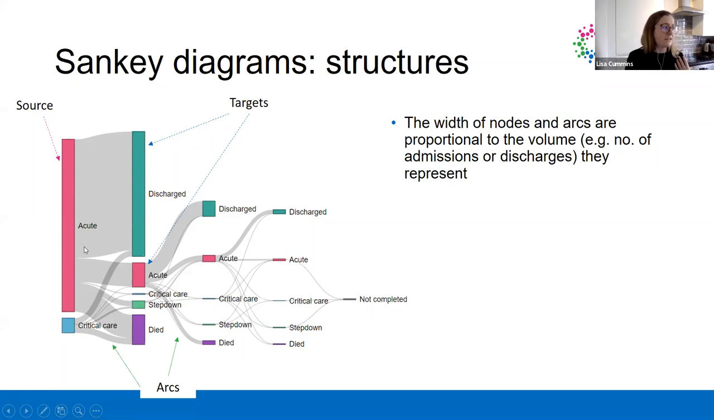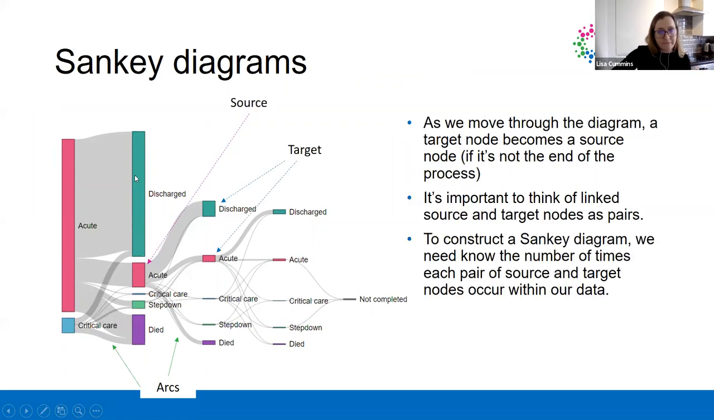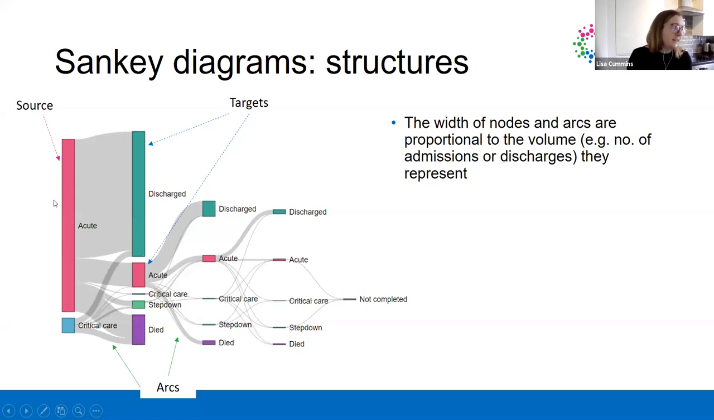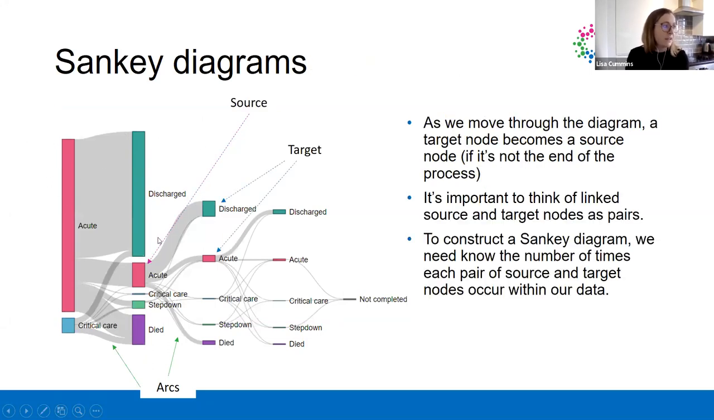we're looking at number of discharges, number of admissions, sorry, and then here we're looking at number of discharges. And as we move through the diagram, our source nodes become our target nodes, sorry. So if we go back here, you can see that this is our source and these are our target nodes. And as we move through our Sankey, the target nodes become our source nodes. And then the nodes which our arcs flow to become our next target nodes, unless it's the end of the process, and then nothing will flow from this one.